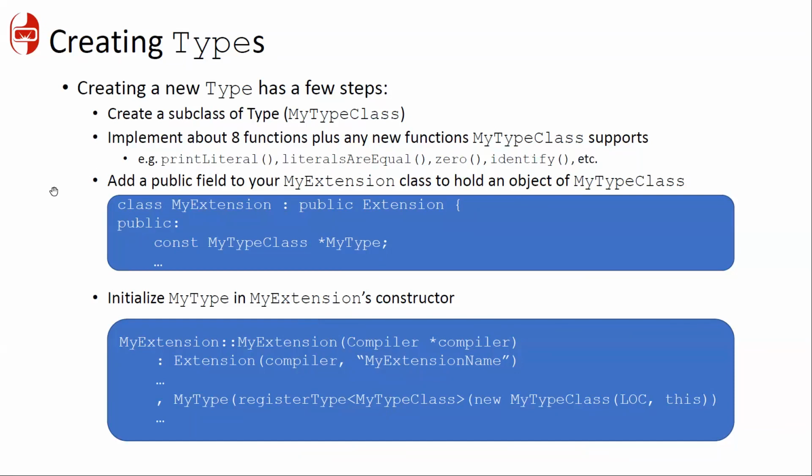type. And then you add a public field to your extension class, and our example here is my extension, to hold an object of that class type. So here's this const my type class, my type, right? And then it needs to get initialized as part of the constructor for the extension object. And there's a way to do that. So the my type field gets initialized by calling register type, which is something that's defined by extension in your subclass. And you pass it a my type class. And I'll talk a little bit about this loc thing later on, but basically this is a source code location that helps with error handling if anything happens to go wrong.